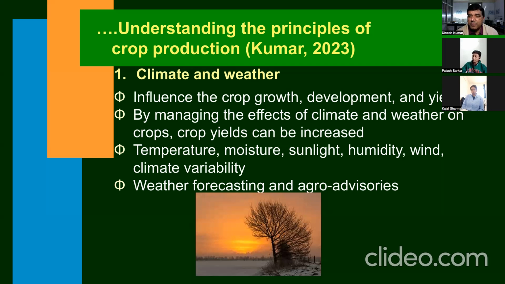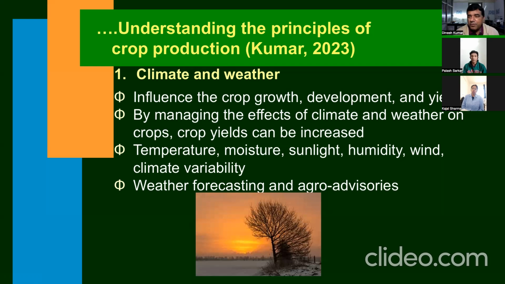You can study how climate is classified. This climate and weather have very significant influence on our crops and plants. There are certain principles related to climate and weather, particularly rainfall and temperature, latitude and longitude. They influence crop growth, development and yield. So we need to manage the effect of climate and weather parameters on crops. Crop yields can be increased if we understand the principles for managing temperature, moisture, sunlight, humidity, wind and climatic variability. For this, you can go for weather forecasting and agro advisory.